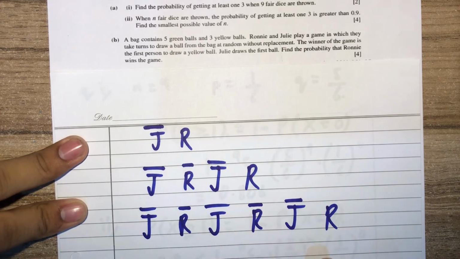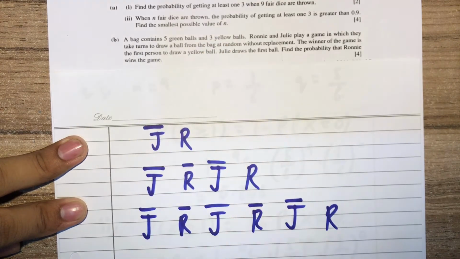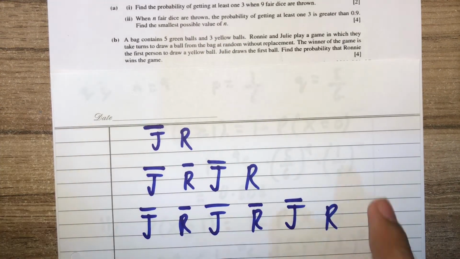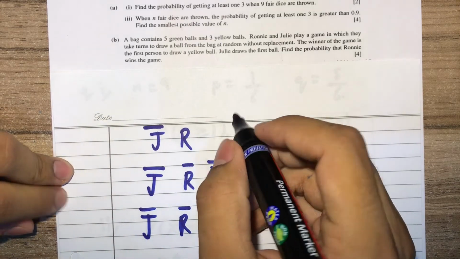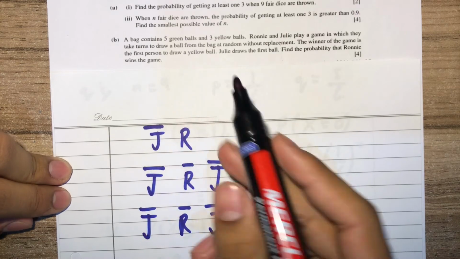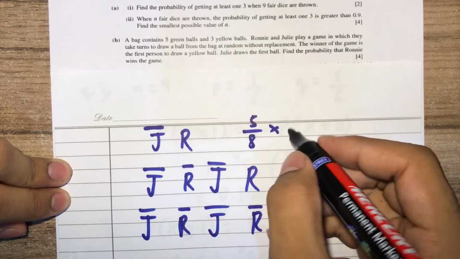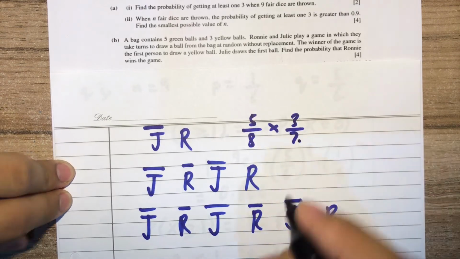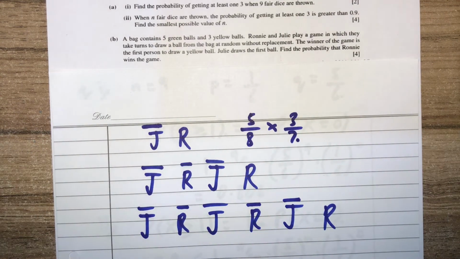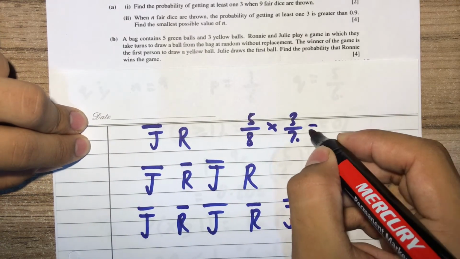These are the 3 cases when Ronnie can win. There can't be more cases because there are a total of 3 yellow balls. Now we have to find the probability of all of these. So for the first one, the probability would be Julie has to draw a green ball. So out of the 8 balls, she can draw 5. And then Ronnie has to draw 3 out of the remaining 7. This is equal to 15 over 56.